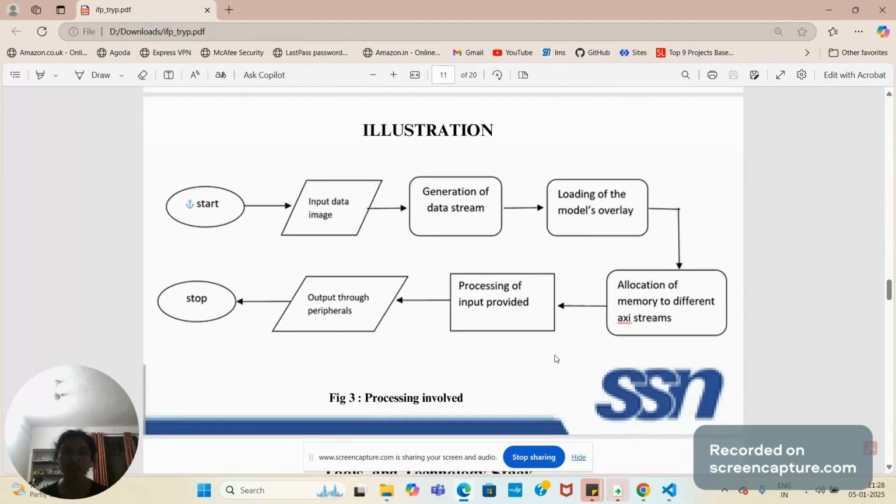This is the general processing involved, how the image is going to be processed and how we are going to get the result as output. The input image will be passed and converted into data streams. After loading the model's overlay, the bit file that we had generated already, there is allocation of memory to different AXI streams, like allocating different sets of features and weights to different portions of the memory, then processing the input that is provided and generating the output, and showing the output through the connected peripherals, either through UART or through LEDs.